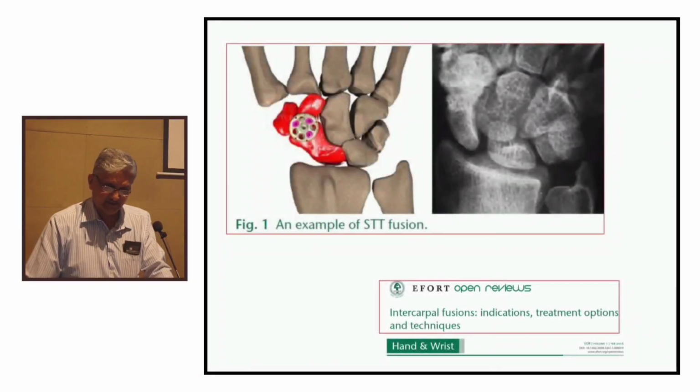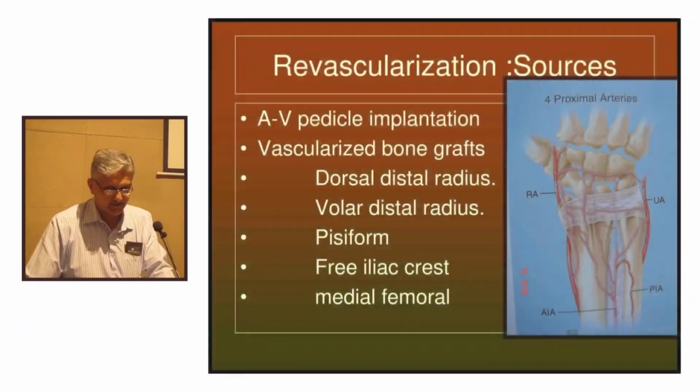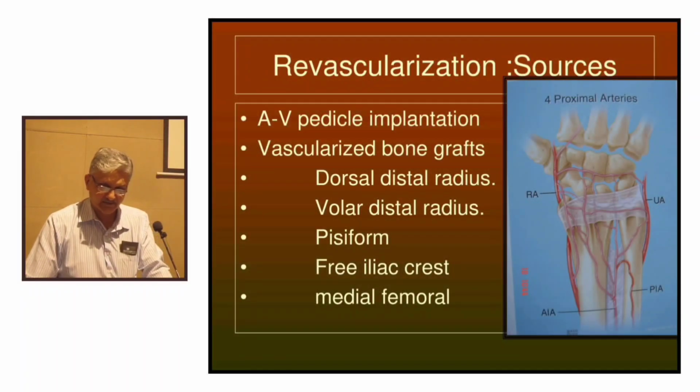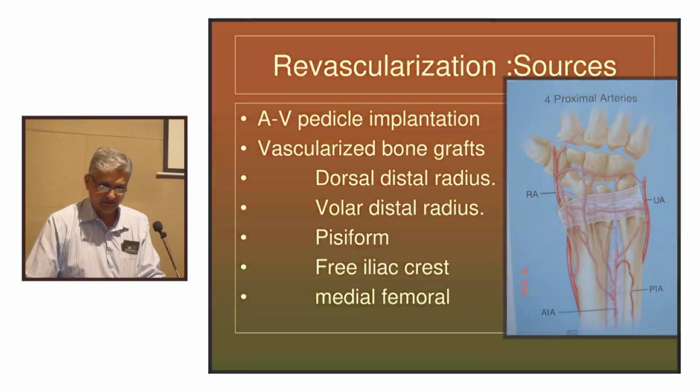STT fusion has been described, but the moment you do STT fusion, new osteophytes start forming, because this moves abnormally, and arthritic changes start between this fusion and the radial styloid process. Other fusions have been described. I have not done it. Revascularization using vascularized grafts has been used. Again, I have not used it, because these two options have worked: radius shortening versus capitate shortening.